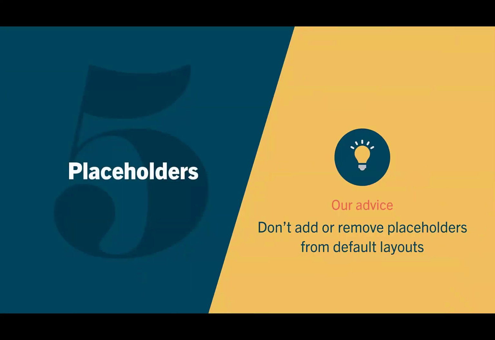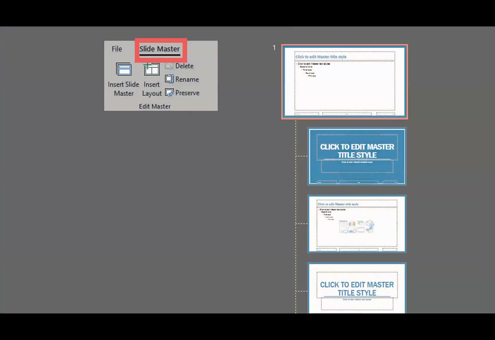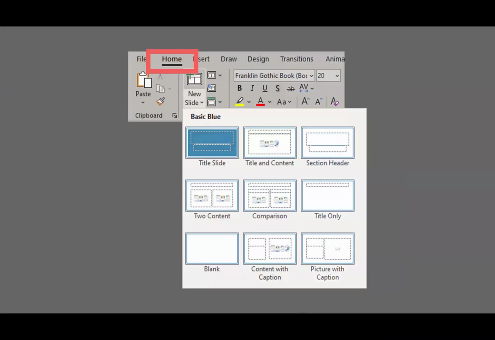Number 5, don't add or remove placeholders. When you go into Slide Master View, you see the Slide Master, that big thumbnail, and all of the layouts below it. And as you know, this is actually how those layouts appear in the new slide gallery when you're back in normal editing view. Each layout has placeholders that are pre-formatted so people can just add their content and not have to worry too much about formatting. At least that's always the goal.